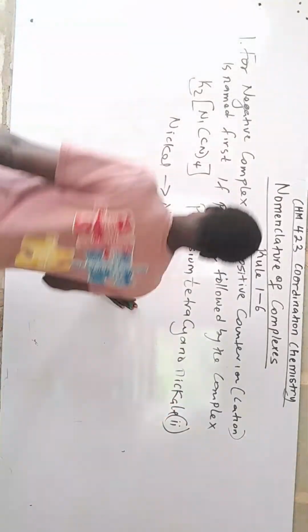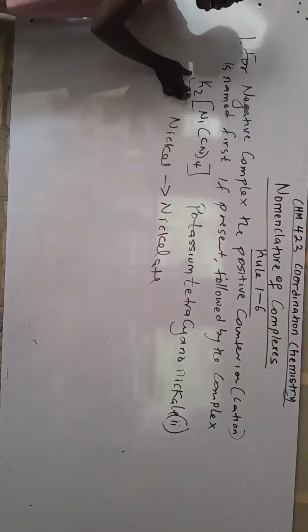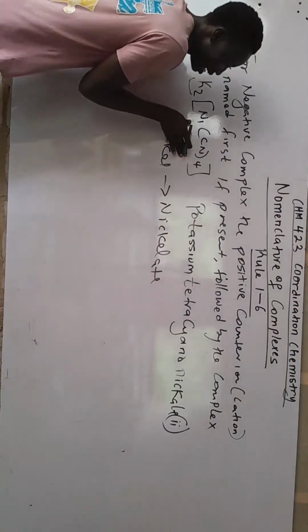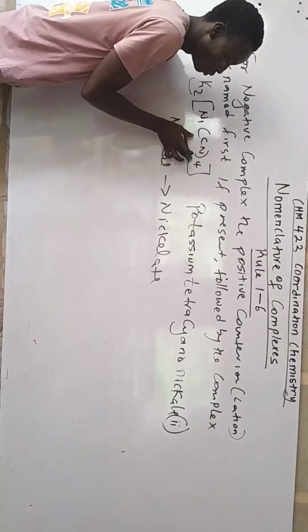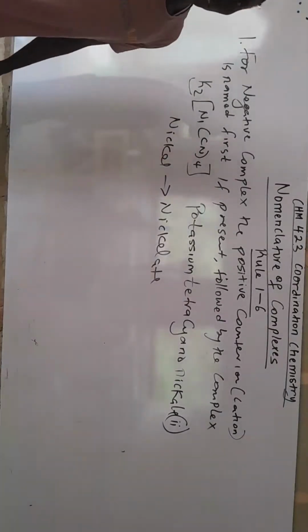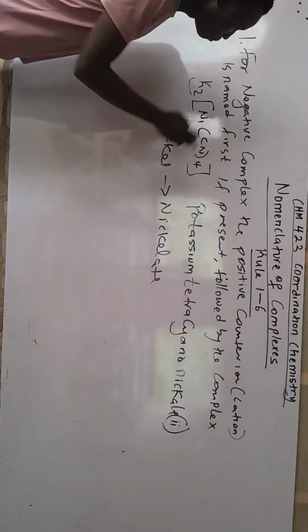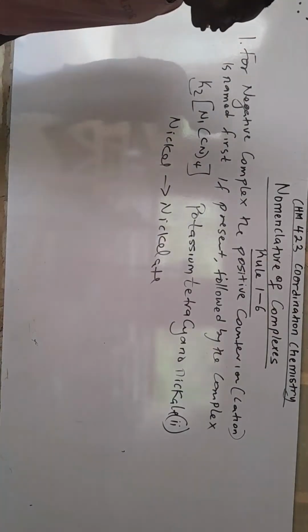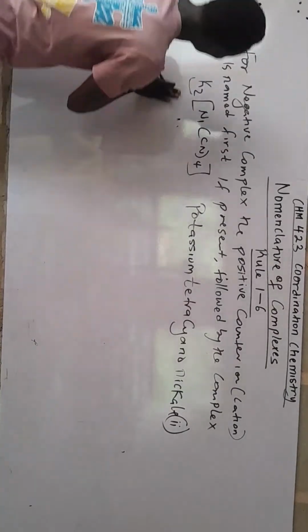So take note. The one that we have outside is named first, followed by inside. From inside, we name the cyano first, which is the negative. Then we now come back to the nickel itself.